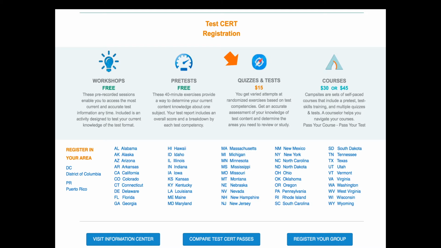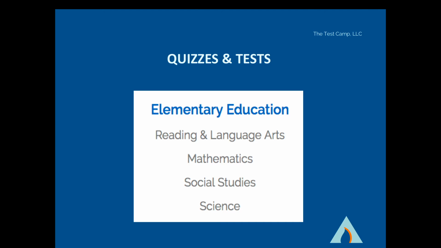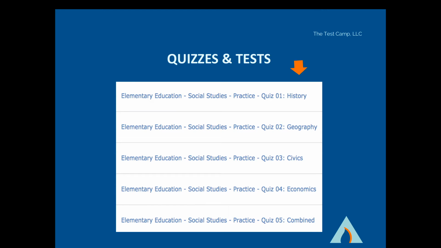The third training option is quizzes and tests. This provides a more accurate assessment than just a pre-test, of course, and it helps the teachers determine which areas they might need to review or study, which competencies. Quizzes and tests provides 15-day admission to every subject area on the test. So, in this case, you push quizzes and tests, you push elementary education, and you get all 4 of these. So, in social studies, for example, there's a quiz based on each competency.